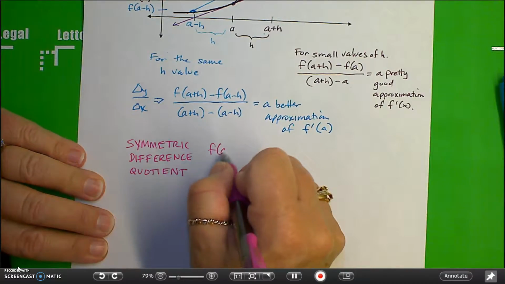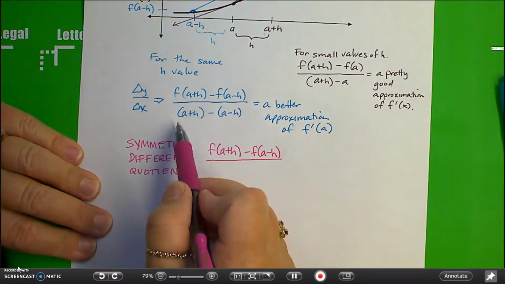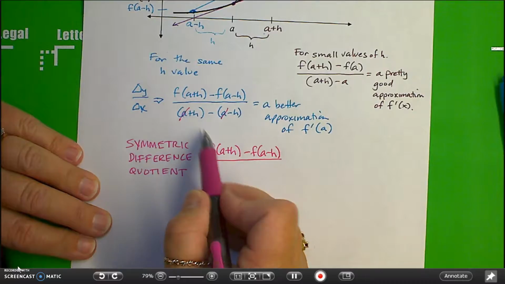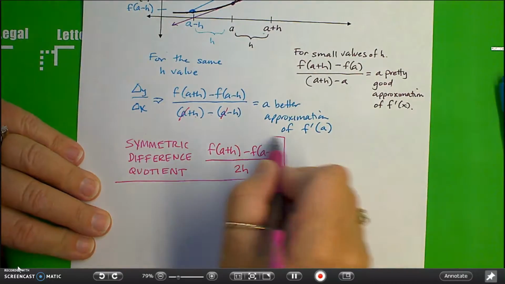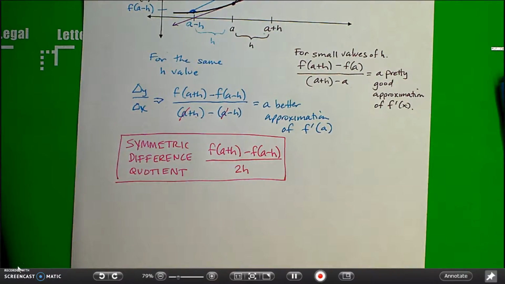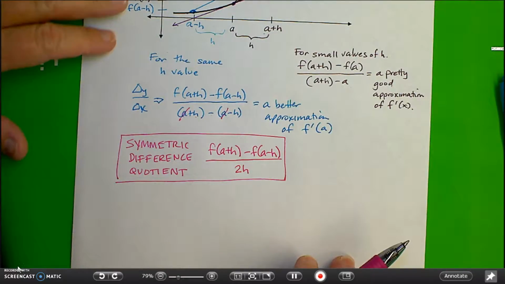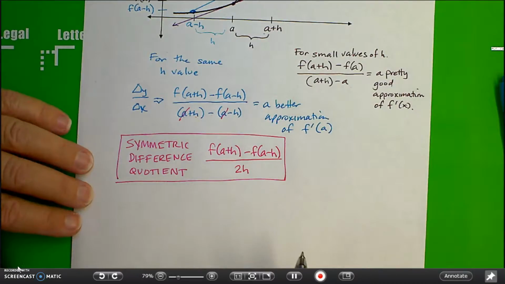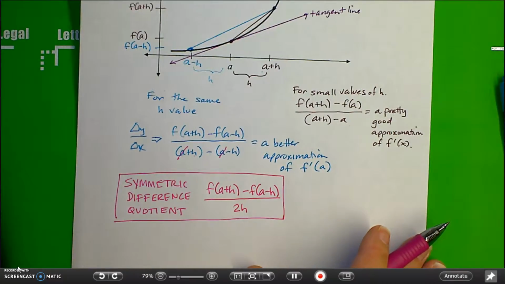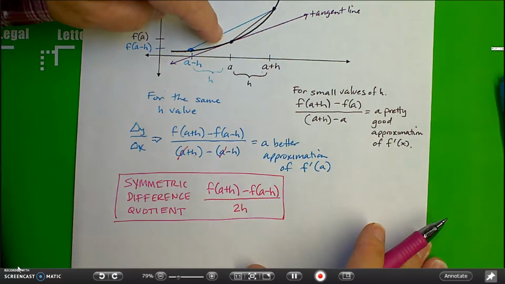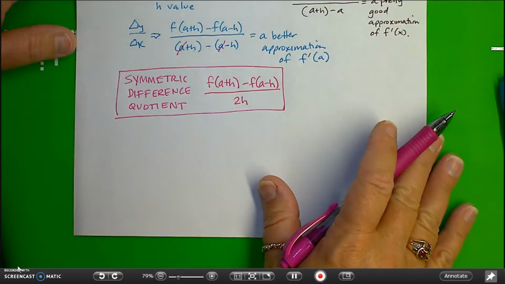And we'll clean it up just a bit. f of a plus h minus f of a minus h. Can't do anything with the numerator. But the denominator, the a's cancel. And then we get h minus negative h, so it's all over 2h. That is our symmetric difference quotient formula. And it gives us a very good approximation of the derivative at a without even requiring limits. You can still think of h getting smaller and smaller. As h gets very, very small, then this secant line is much closer to the tangent line, and gives us a very good approximation. So I'm actually going to write that out as well.